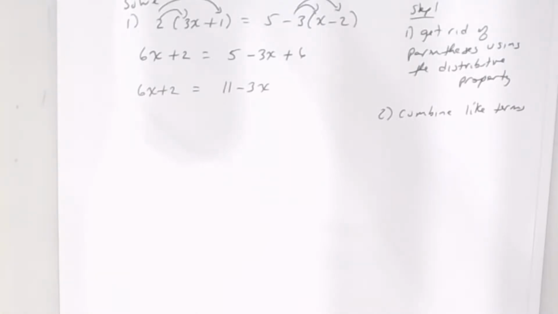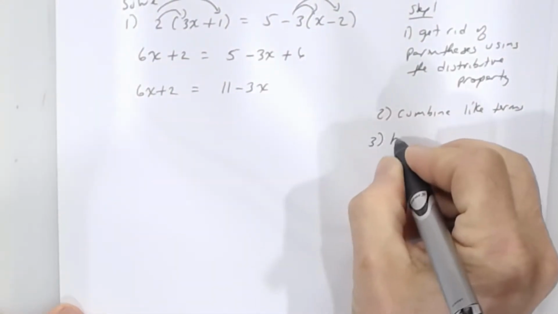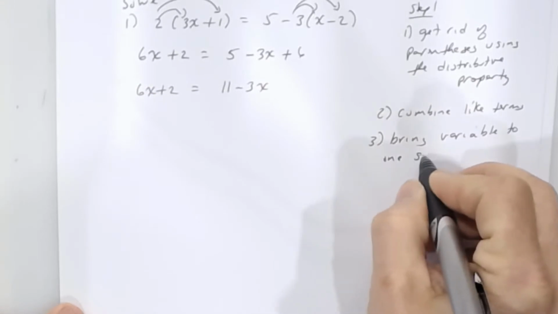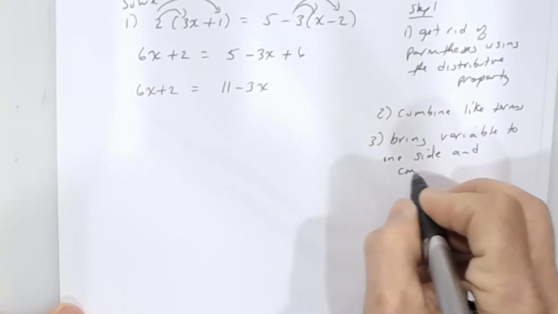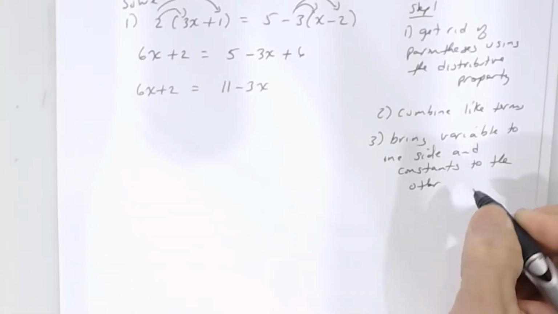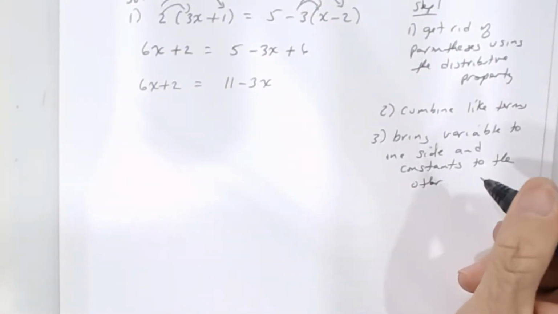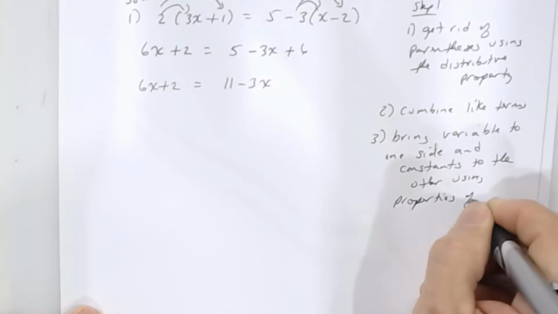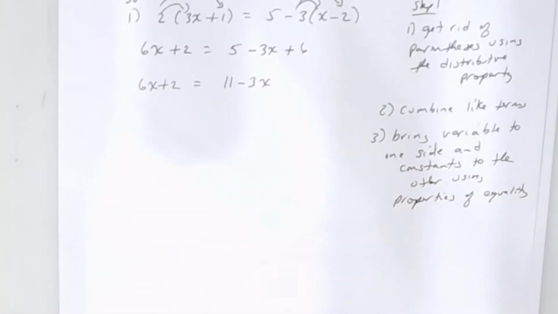You bring all the variables to one side and all the constants to the other. So step 3: the idea is to bring variables to one side and constants to the other, using the properties of equality. The property of equality you're going to use here is the addition property of equality.